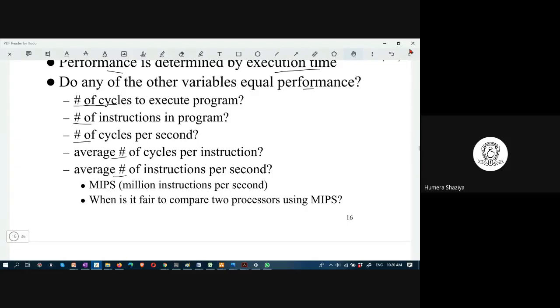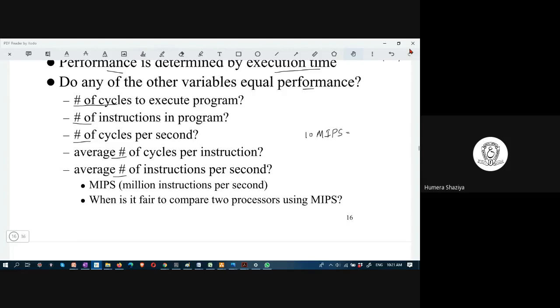MIPS is a metric: million instructions per second. If it is said that a computer has 10 MIPS, it implies that it can execute 10 million instructions per second.